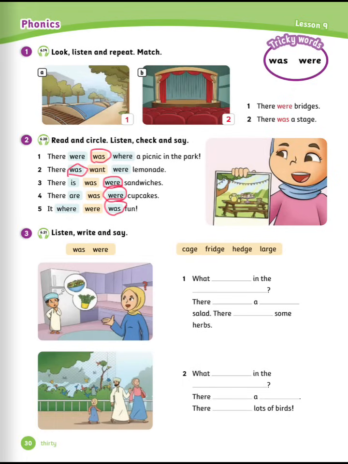Exercise number 3. Listen, write, and say. Use the words in the box above to help you. Let's see the answers. Number 1. What was in the fridge? There was a large salad. There were some herbs. Number 2. What was in the cage? There was a hedge. There were lots of birds.